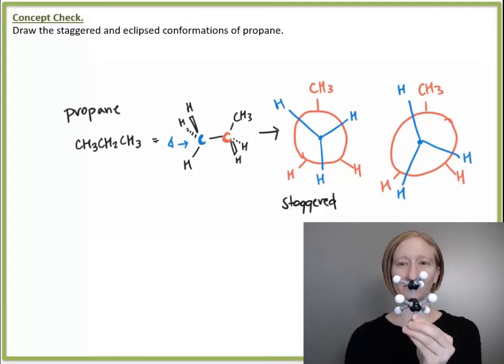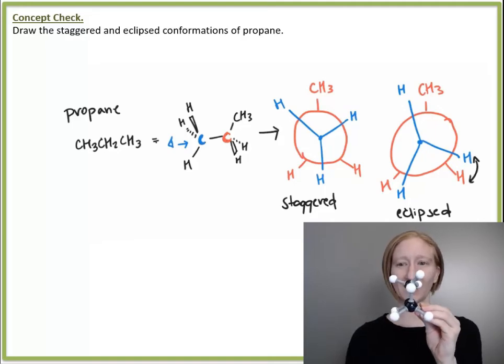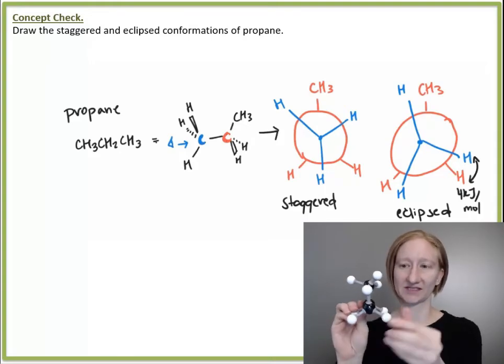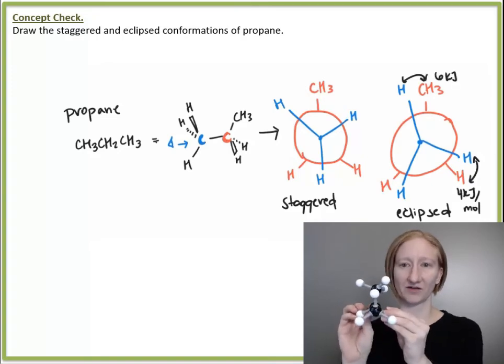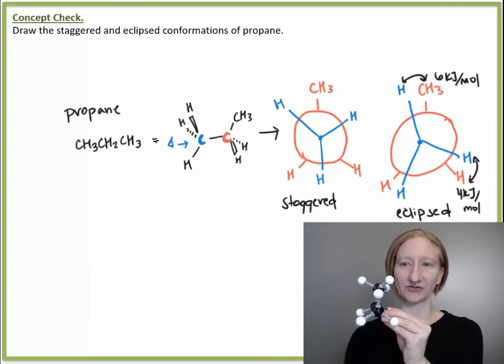Now to draw the eclipsed conformation, I can simply rotate the front carbon by 60 degrees. I keep the back carbon stationary. I only rotate the front carbon. And now I have an eclipsed conformation. Again, the back carbon stays the same, and I can draw it the same as I drew in the staggered conformation. And then on the front carbon, I have 3 hydrogens. And each hydrogen is in front of a group on the back carbon. They're eclipsing the groups on the back carbon.